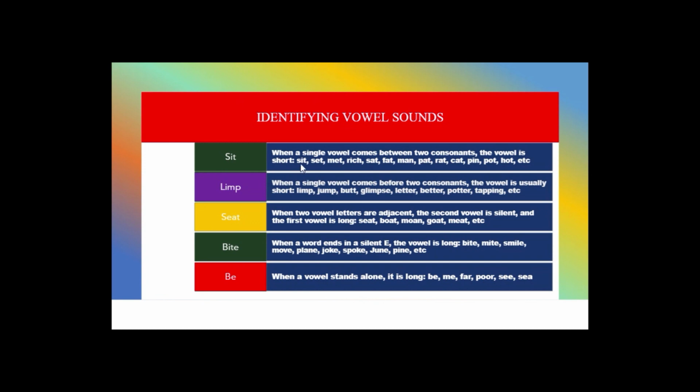For example, the word sit. You can see that the sound I comes between S and T, and so it is realized as a short vowel. So we have sit. The same thing in set, met, sat, fat, man, pat, rat, cat, pin, pot, hot, etc.